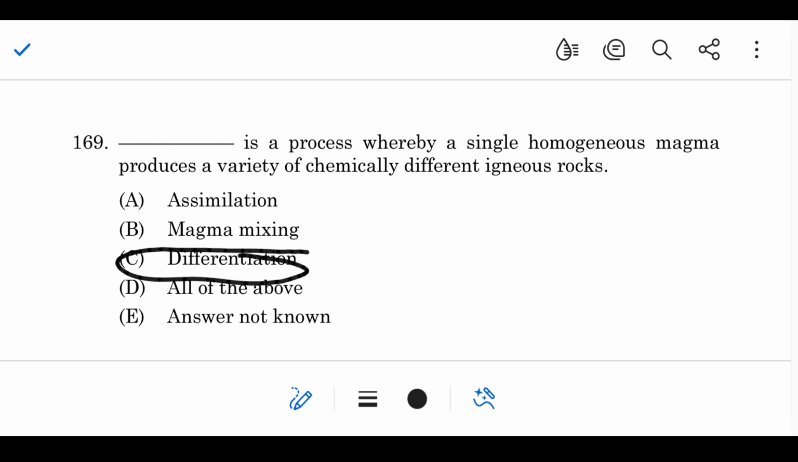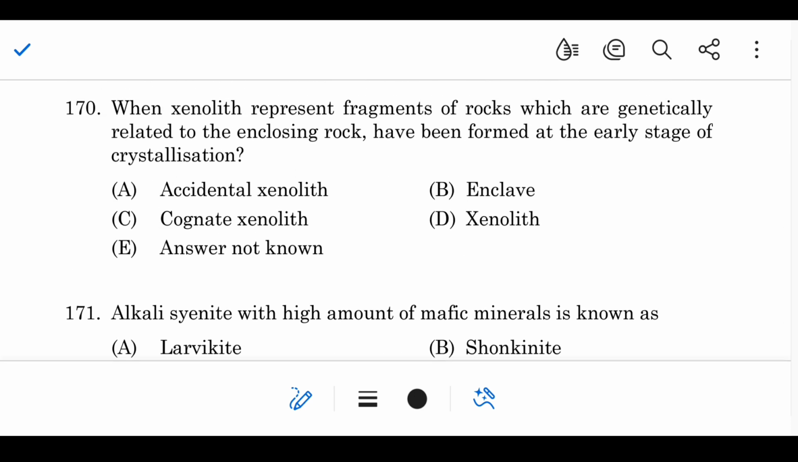It is differentiation, due to differentiation. When xenoliths represent fragments of rock which are genetically related to the enclosing rock and have been formed at the early stage of crystallization, it is a cognate xenolith.